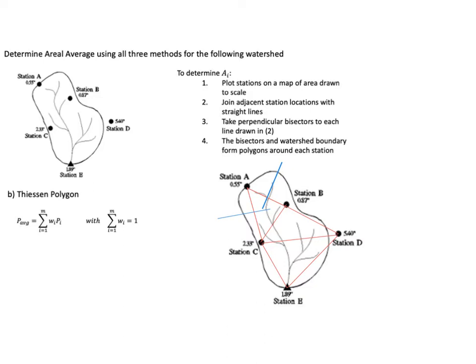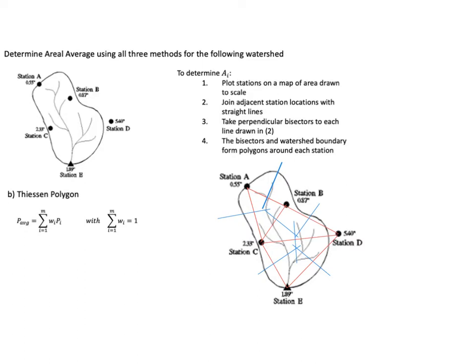Okay, so I'm going to do the same again for all of the lines. I'm going to perpendicularly bisect stations B and C, again with a blue line, something like this, right through the middle. And I'm going to go ahead and do that for all of the lines, all the red lines. Okay, so we are done with step 3.